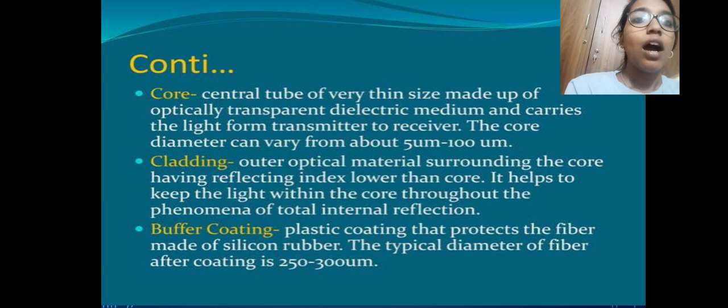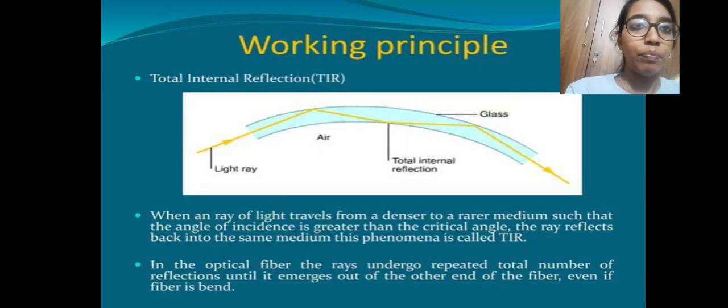Cladding: outer optical material surrounding the core having refractive index lower than core. It helps to keep the light within the core through the phenomenon of total internal reflection. Buffer coating: plastic coating that protects the fiber, made up of silicone rubber. The typical diameter of fiber after coating is 250 to 300 µm.